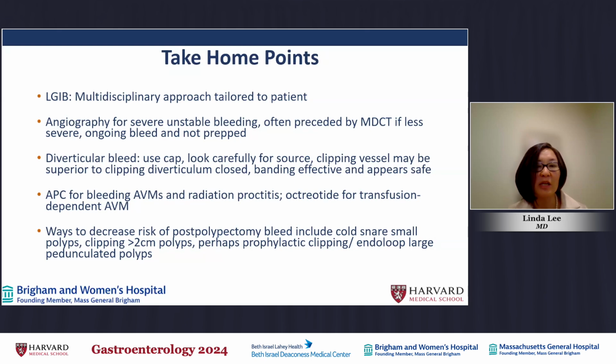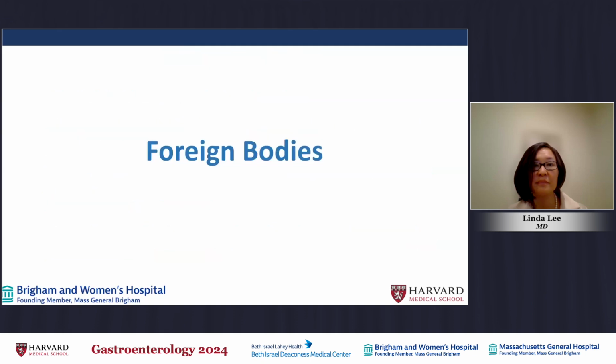Argon plasma coagulation for bleeding AVMs and radiation proctitis is very effective. And certainly for patients with transfusion-dependent bleeding from AVMs, they should be placed on octreotide. Ways to decrease risk of post-polypectomy bleeding include cold snaring for small polyps, certainly almost all polyps less than 1 centimeter in size, clipping polyps that are over 2 centimeters in size, and perhaps prophylactic clipping or use of an endoloop for the large pedunculated polyps.